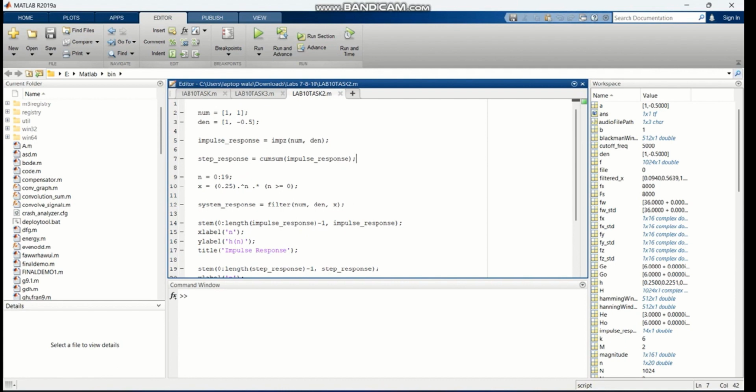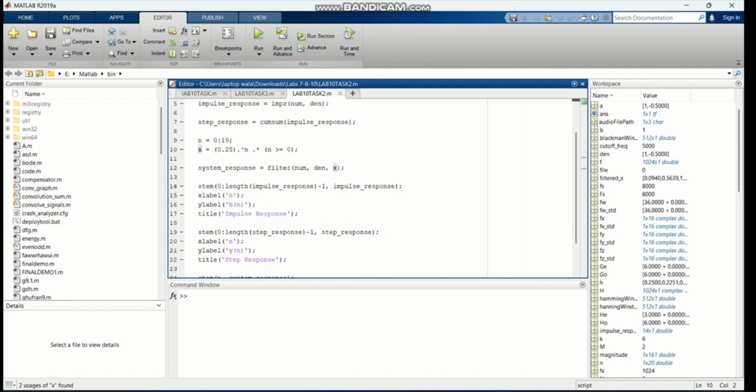For this, we have defined a transfer function with numerator n and denominator, and the impulse response formula, which is equal to the impulse response of z numbden. Then the step response is given by this, and n ranges from 0 to 19, and system response filter. Then we have a stem function to define the length of our impulse response.